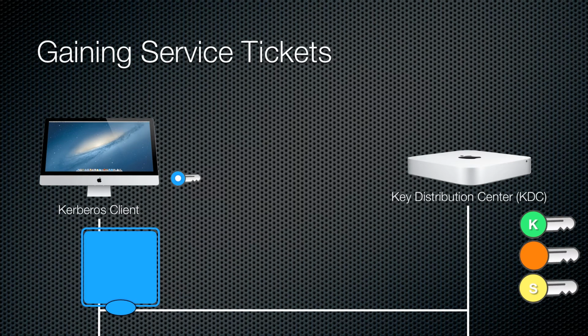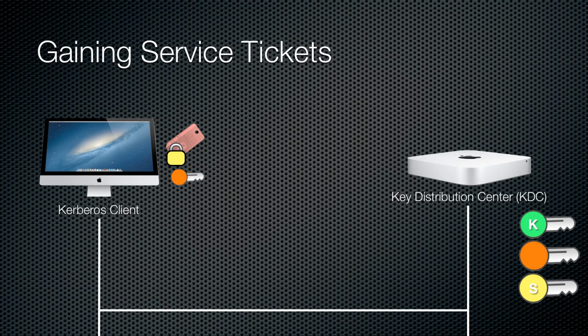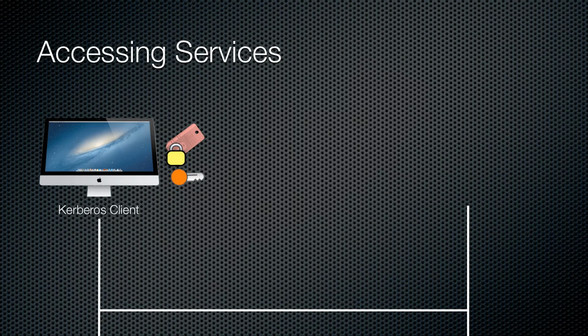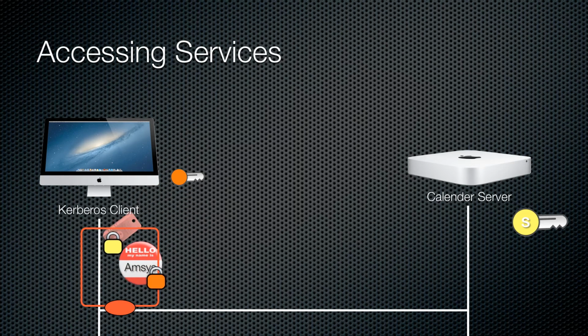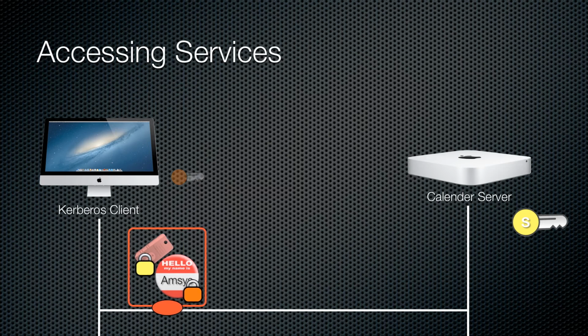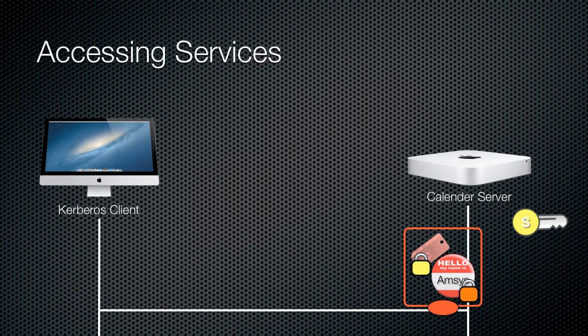The client then can decrypt the packet and access its content. Now the client has the service ticket, all that is left is to gain access to the service. The client creates a new authenticator and encrypts it with a new session key received from the KDC. It then sends this authenticator to the Kerberos service along with the service ticket received from the KDC.